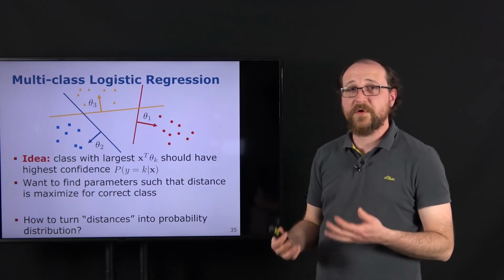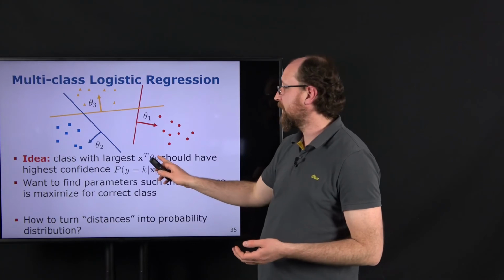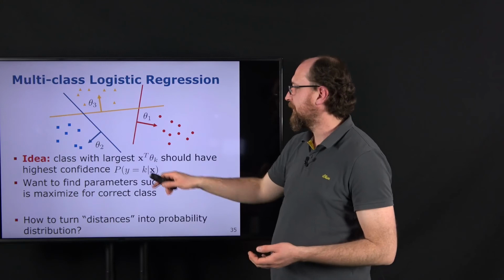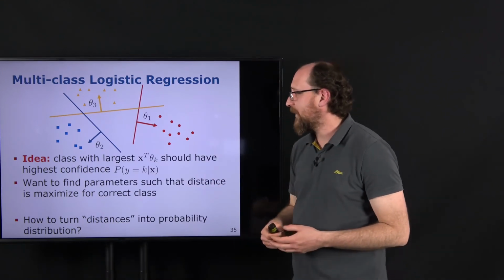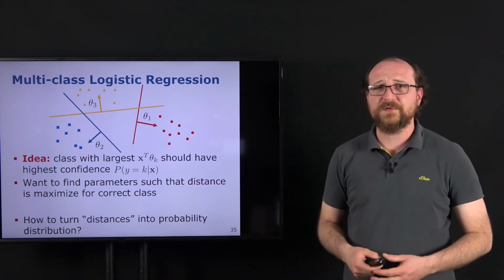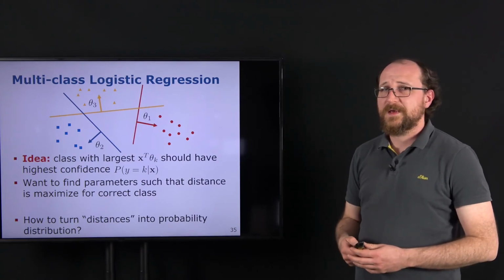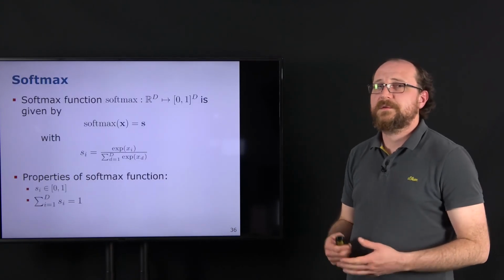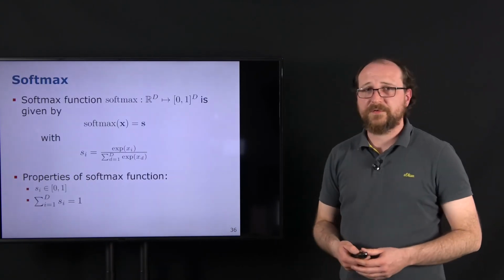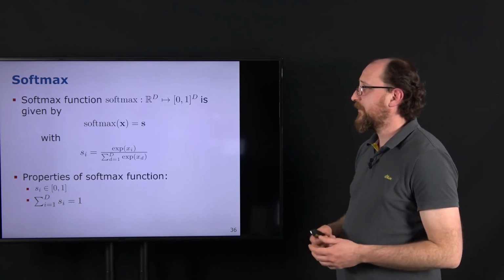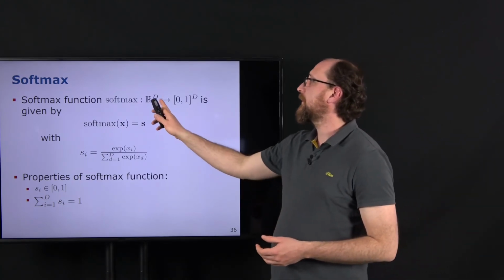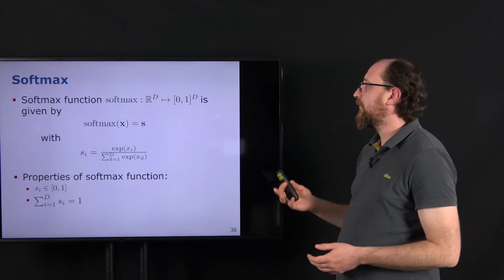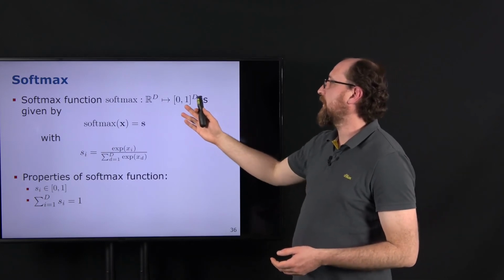So how do you turn the distances that you are calculating by using this x transpose theta or theta transpose x? I changed this in between. So how to turn these distances into a probability distribution? And there comes another function into play, which is also something that is usually used, the softmax function. The softmax function does the following: you put in a vector of real values, and it will turn this into a vector of values that are between 0 and 1.